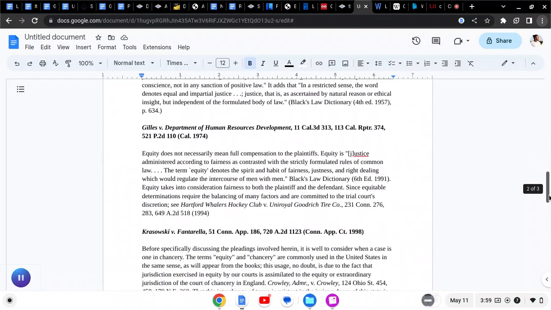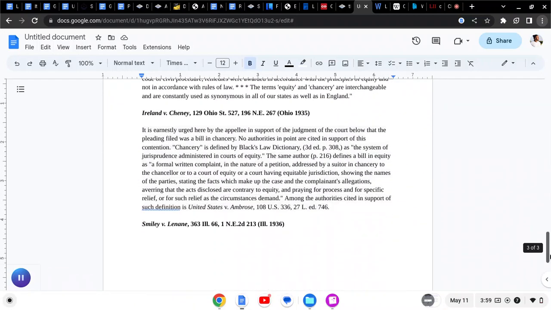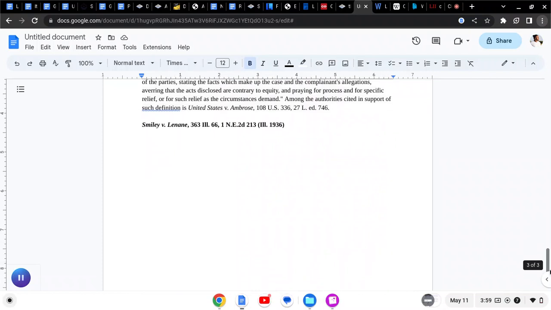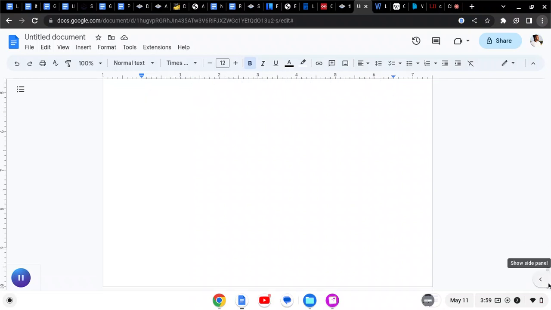I strongly advise y'all to start studying equity. What I'll do is I'm going to draft, not right now, but I'm going to draft a bill in equity. I'm going to study it some more first, and I'm going to draft a bill in equity, and I'm going to show y'all how it looks. But anyway, that'll be the end of this video.